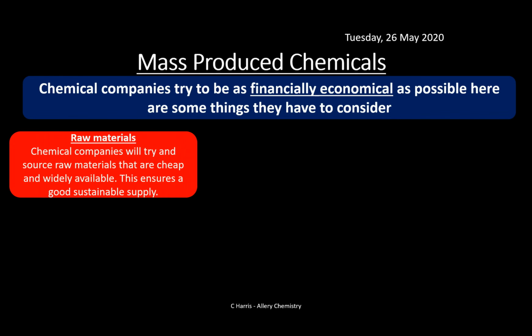So the first one is raw materials. Now, raw materials are obviously the substances that we need to make what we need to make. So that might be, for example, crude oil, it could be salt, it could be anything like that. So chemical companies will try and source raw materials as cheaply as possible, and they must be widely available, because if you're going to mass produce a chemical, you're going to need a large amount of your raw material. And so this means we have a sustainable supply.